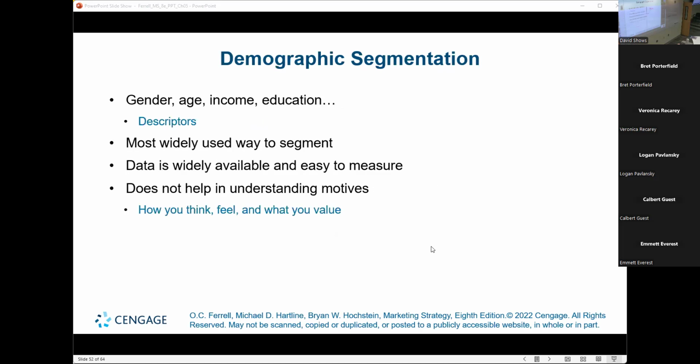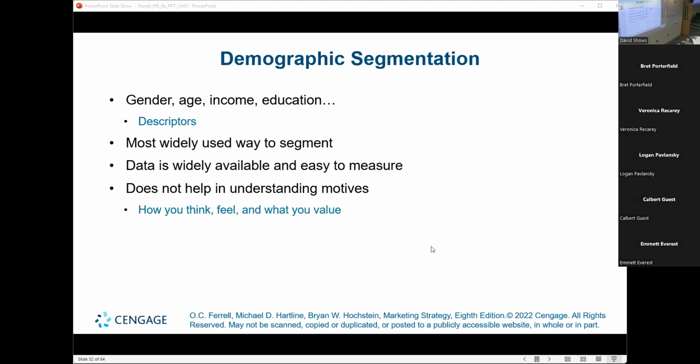Demographics are descriptors. Age, income, gender, education. It is the most widely used way to segment. Why? Because we can measure it. If I need any demographic information, the government provides me. What do they call it? Census. Absolutely. Good job. Yeah, census. That's how I can find that information.